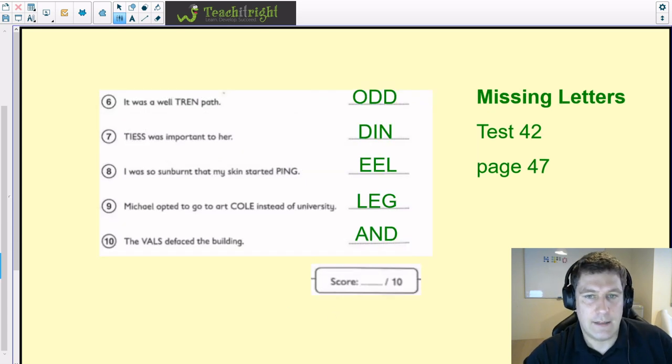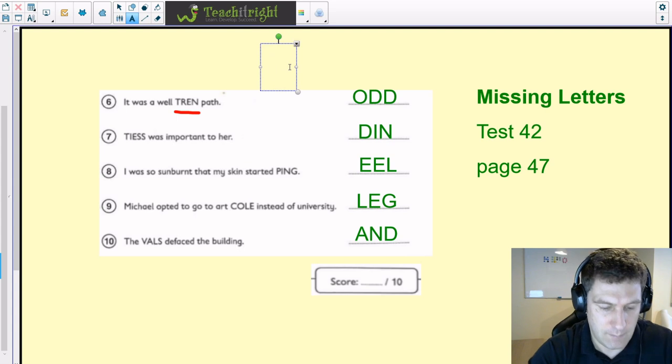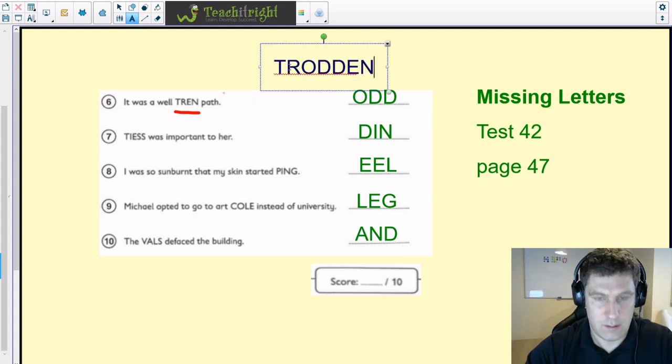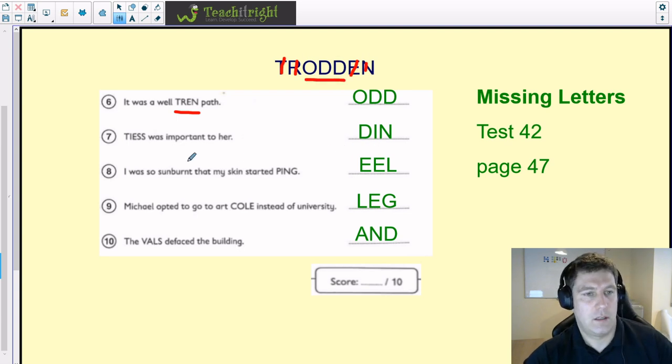Okay, let's have a look at the next ones. It was a well something path. This is a quite difficult one, and we're looking for the word trodden. So again, if we cross out the letters that we were given, a T, an R, an E and a D, we're left with the word odd.